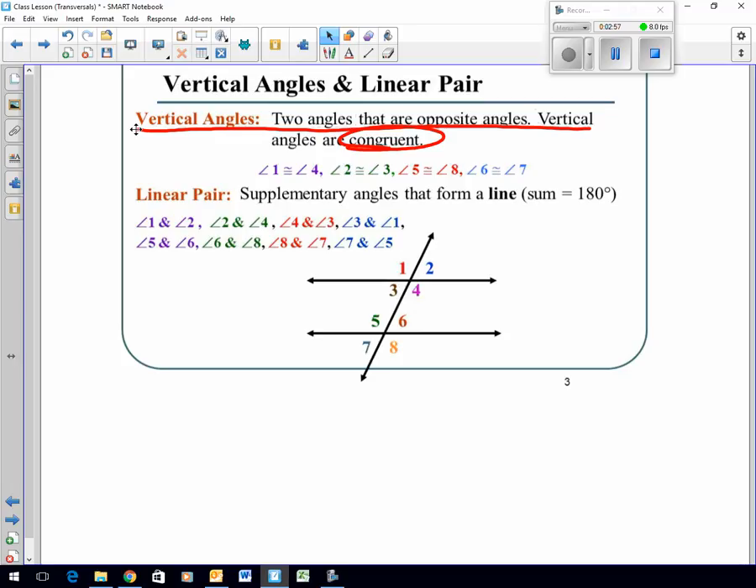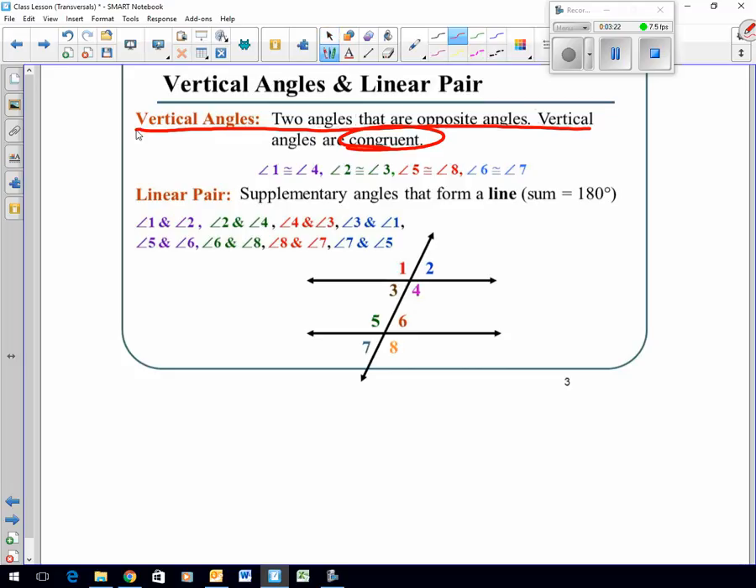If your face is right here, then the vertical angles will be right down here. Alright? Vertical angles are opposite of each other. 1 and 4 are vertical angles. 2 and 3 are vertical angles. 6 and 7, 5 and 8, vertical angles. Opposite of each other, right? Okay? Hopefully y'all know that one.